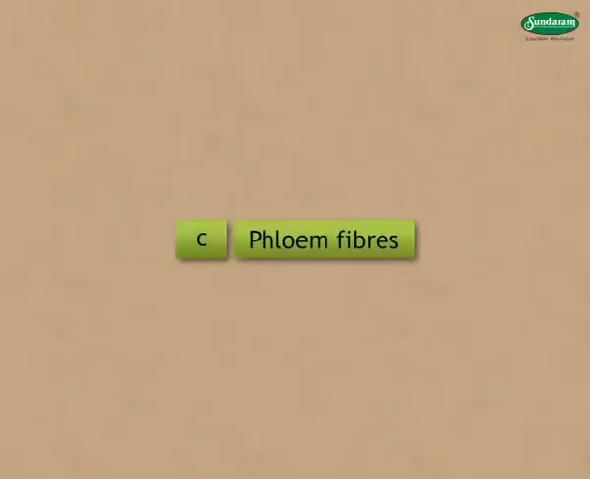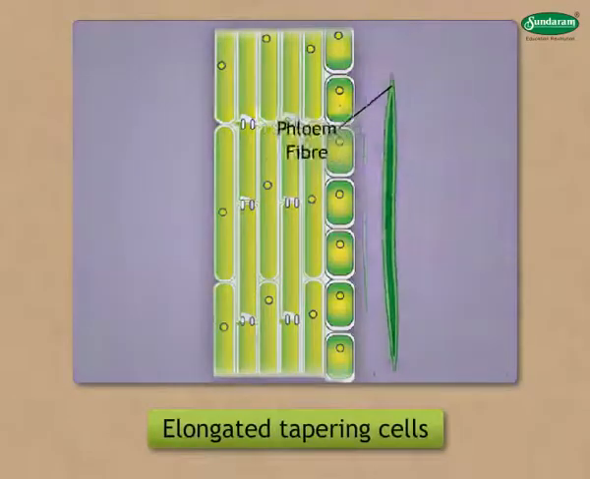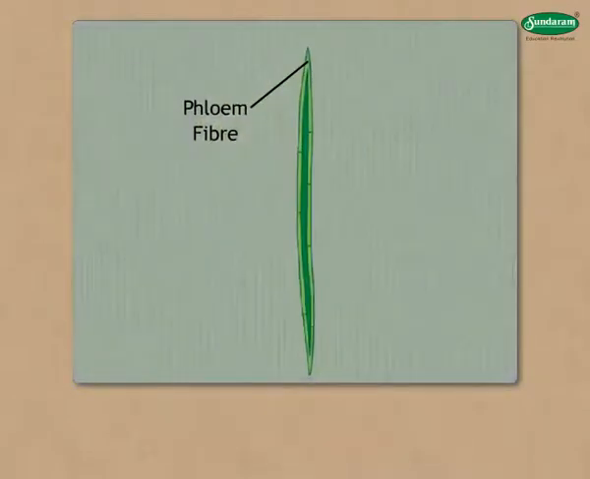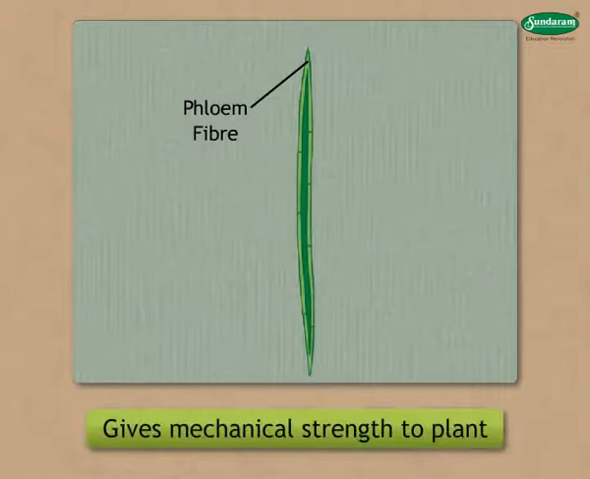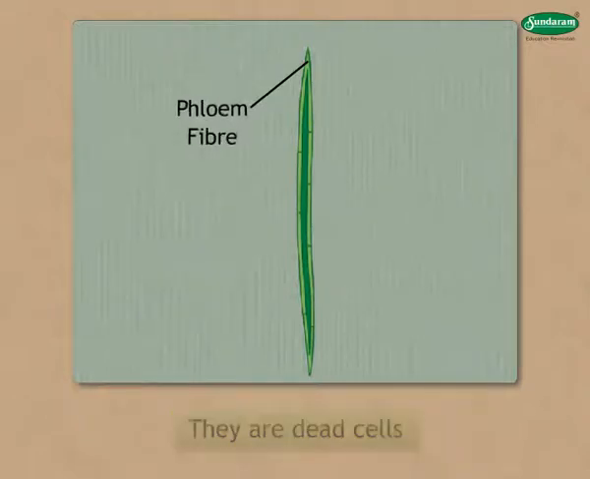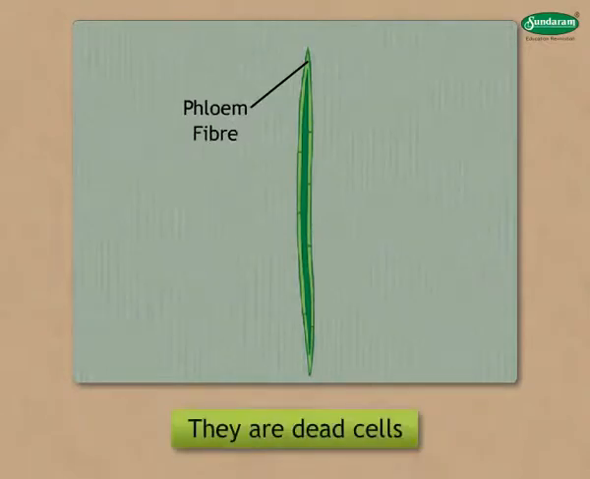C. Phloem fibres are elongated tapering cells which are found particularly in the stems. The cell walls are thickened. It gives mechanical strength to the plant. Phloem fibres are dead cells.